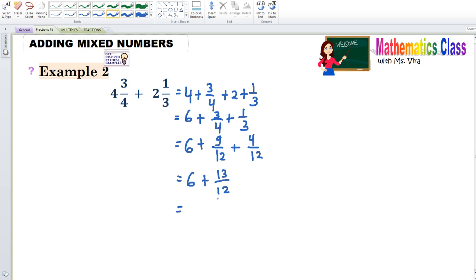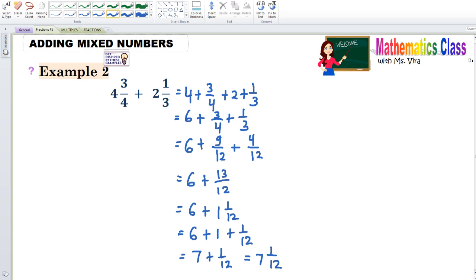13 over 12 is an improper fraction, so we need to change it into a mixed number. So 6 plus 1 1 over 12. Then we can write it as 6 plus 1 over 12. Adding the whole numbers, 6 plus 1 is 7, plus 1 over 12. Then we add 7 to 1 over 12. Equals 7 1 over 12.